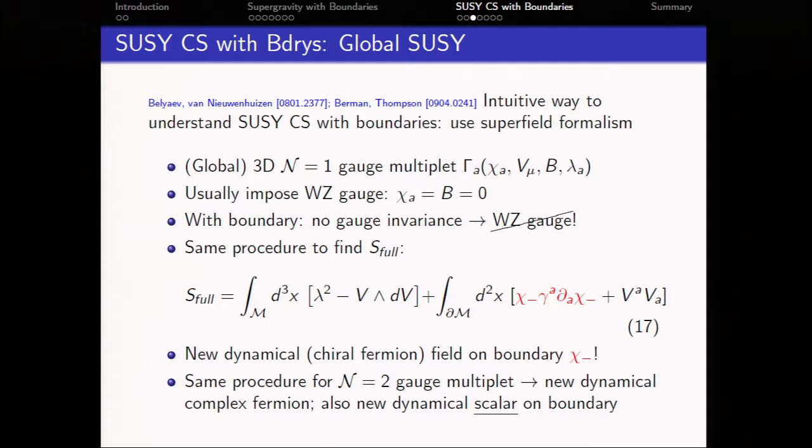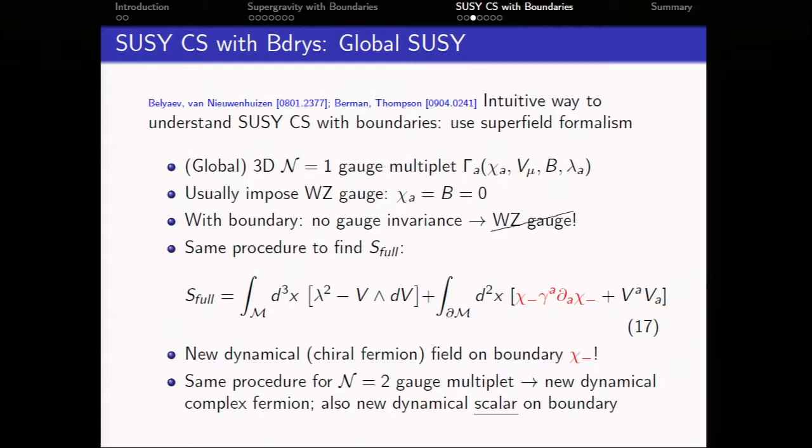you use a superfield formalism for this supersymmetry with boundaries, then you find that you need to add these boundary terms. So not only do you have a V squared term, but you also have this new term here that involves chi. So chi comes from this superfield, of course. This is one of the gauge degrees of freedom that I would usually get rid of in the Wess-Zumino gauge. And this now appears on the boundary with a kinetic term. So this is really a new dynamical chiral fermion on the boundary. And of course, from the perspective of what I was just saying, this is perfectly reasonable. A Chern-Simons term in the presence of a boundary has a chiral boson degree of freedom on the boundary, and you should think of this as its superpartner, essentially.